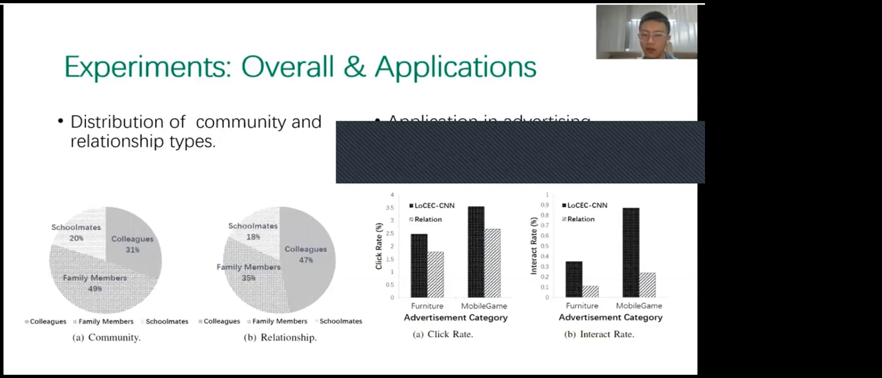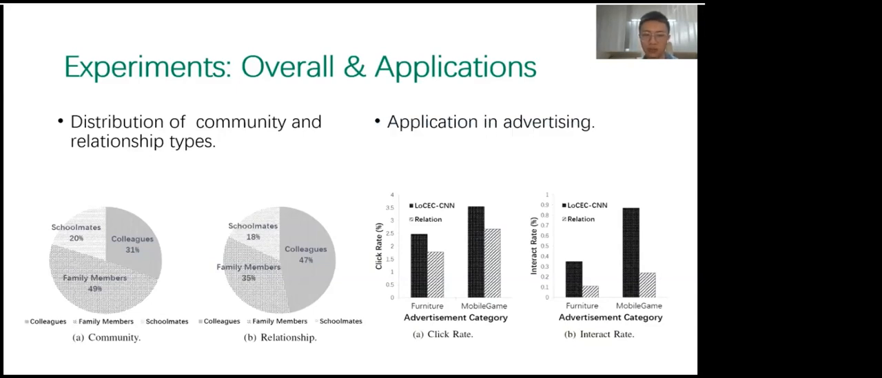On the contrary, for colleagues, when we look at community types, the percentage is 31%. However, when we look at the relationship types, the percentage is actually 47%. It goes up a lot. This is because many of the colleague communities are very large, with hundreds or even thousands of users in one local community. However, the family communities are not so large. They're often composed of around 20 or 30 users. So that explains the difference in this distribution.